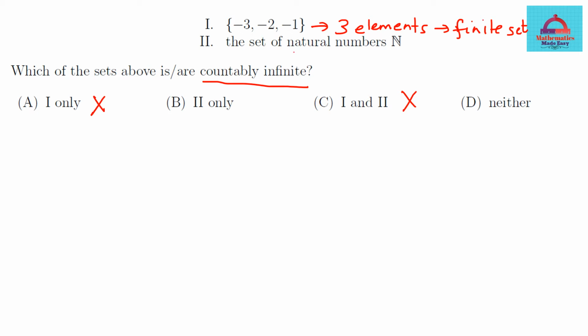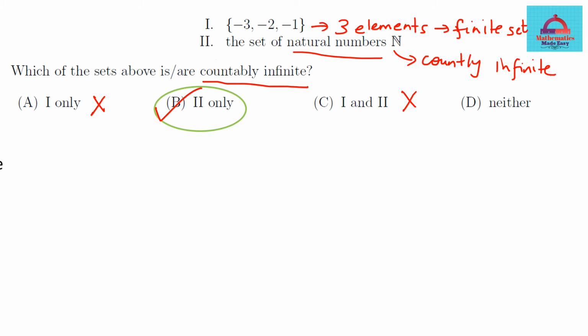Now let's come to set of natural numbers. Natural numbers are so many, you cannot count them. So this is definitely going to be a countably infinite set. So yes, the option which has 2 is going to be correct. So yes, B is going to be the answer, because set 1 is finite, set 2 is infinite.